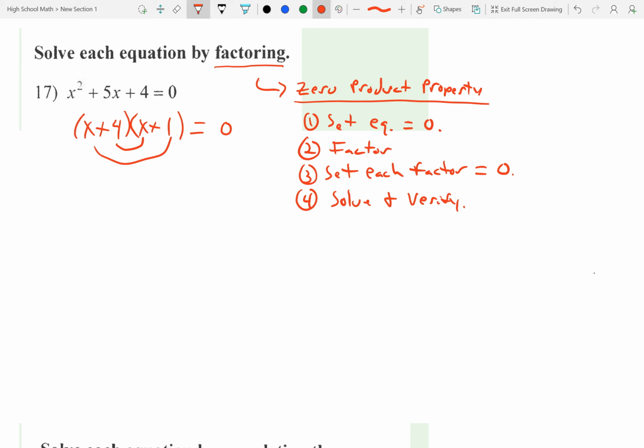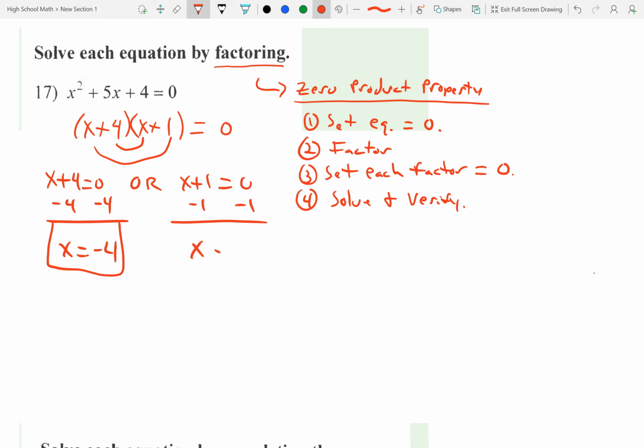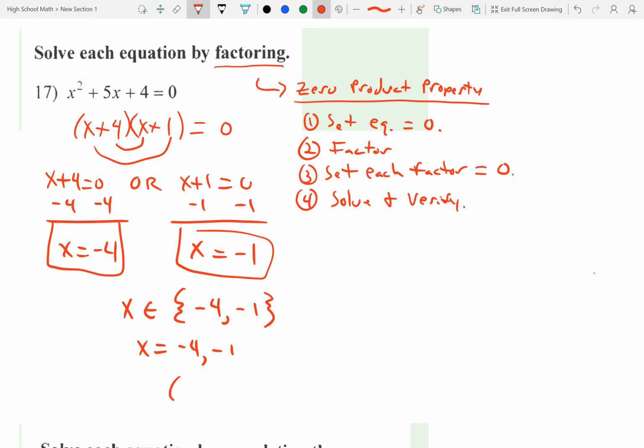That's step 2. Step 3, set each factor equal to 0. Now I can say that x plus 4 equals 0, or x plus 1 equals 0. Now solving both of those independently, here subtracting 4 from both sides. X is negative 4. Here subtracting 1. X is minus 1. We could write the answers in this fashion. We could say that x is an element of the set negative 4, negative 1. We could simply say that x is negative 4, comma negative 1. What we should not say is that it's negative 4, negative 1. That's an ordered pair.